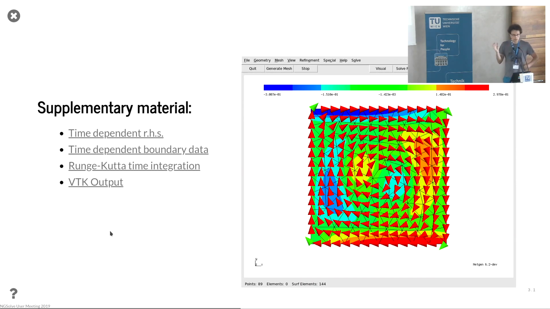Okay, so this was a very simple starting point to solving time-dependent problems, and many components you already saw somewhere else. There are a few other details that I will not go into, so there's some supplementary material for you later on if you're interested. So how to change the problem to have a time-dependent right-hand side, how to involve time-dependent boundary data, how to do Runge-Kutta schemes, so higher order time integration, or how to do VTK output for making videos or pictures for post-processing.